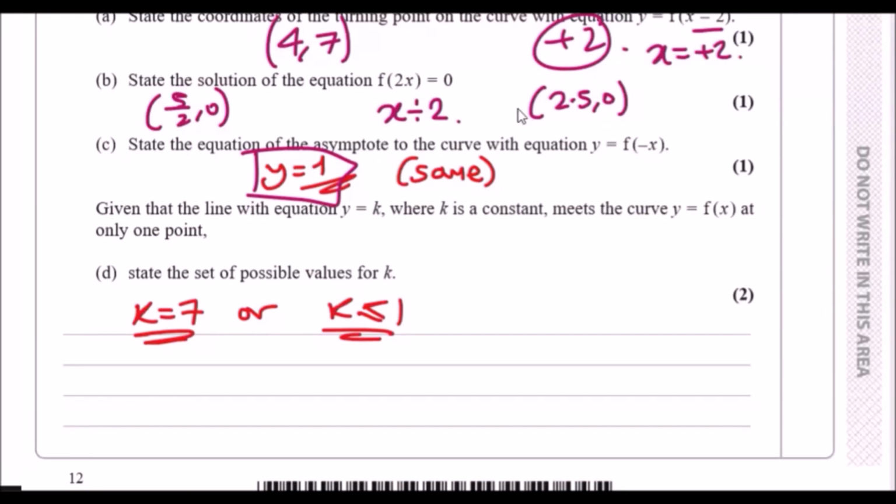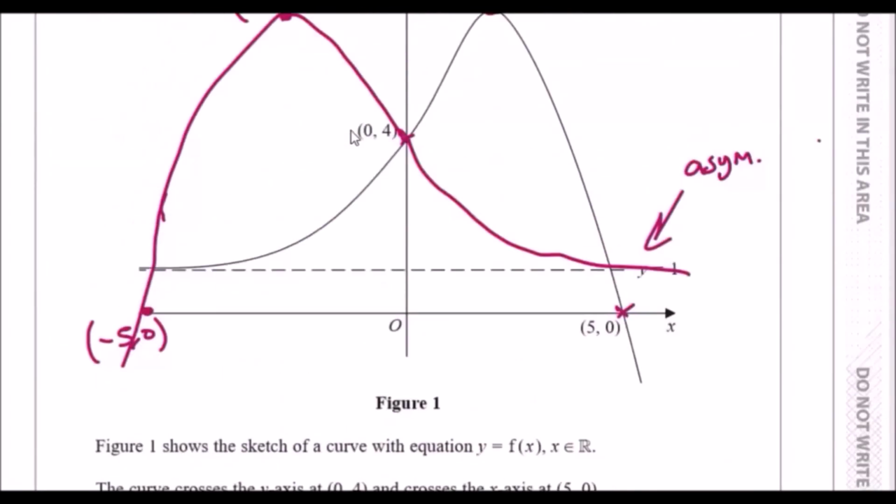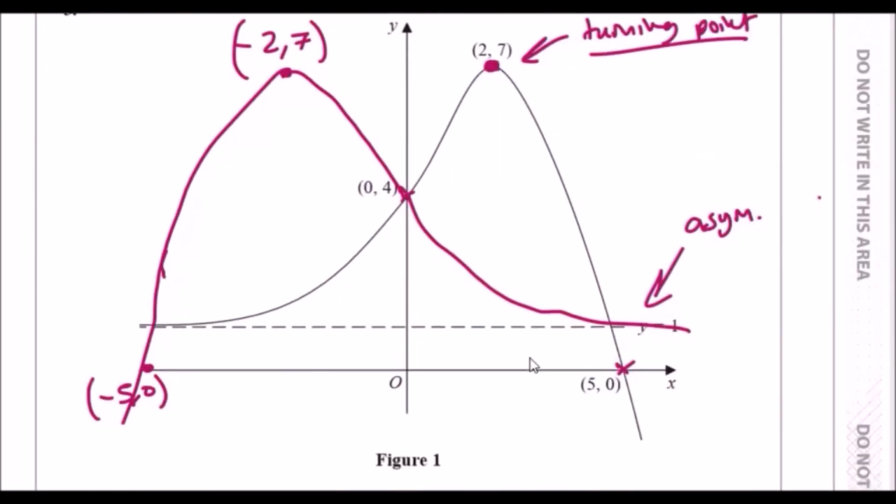So given that the line of equation y equals k, so y equals k could be something like, I don't know, y equals 2 or y equals 3. Just a constant. In other words, it's a straight line cutting the y-axis. A bit like the asymptote, which is y equals 1.